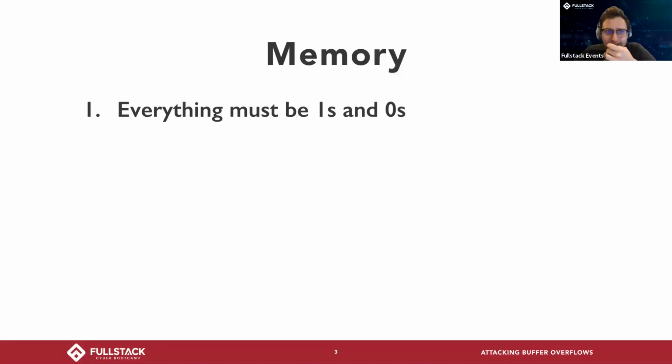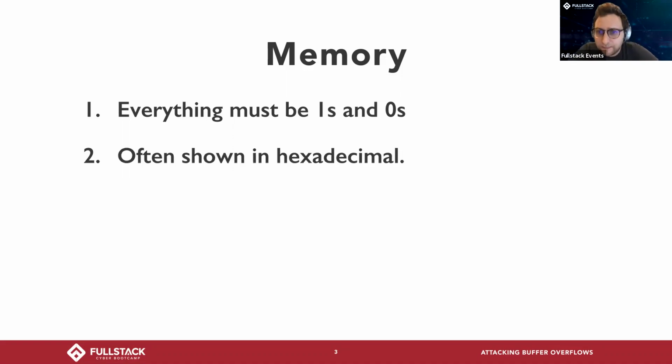Oftentimes we see these ones and zeros encoded in a notation that we're going to be seeing a lot called hexadecimal. Ones and zeros are a pain to look at, so if we put 4 of them together, we can create 16 combinations, 0000 through 1111, and we can represent that with the alphanumeric characters 0 through 9, A through F. So often we see memory represented as hexadecimal. These are a couple of notes about memory, just as a reminder as we see these things today.